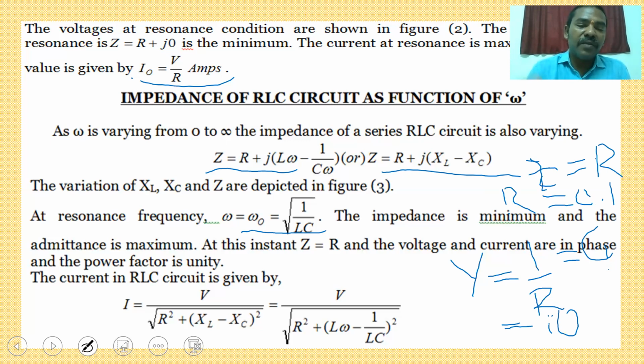Now for your RLC series circuit, the magnitude of current can be represented as I equal to V divided by root of R square plus (XL minus XC) whole square. That is equal to V divided by root of R square plus (L omega minus 1 by omega C) whole square.